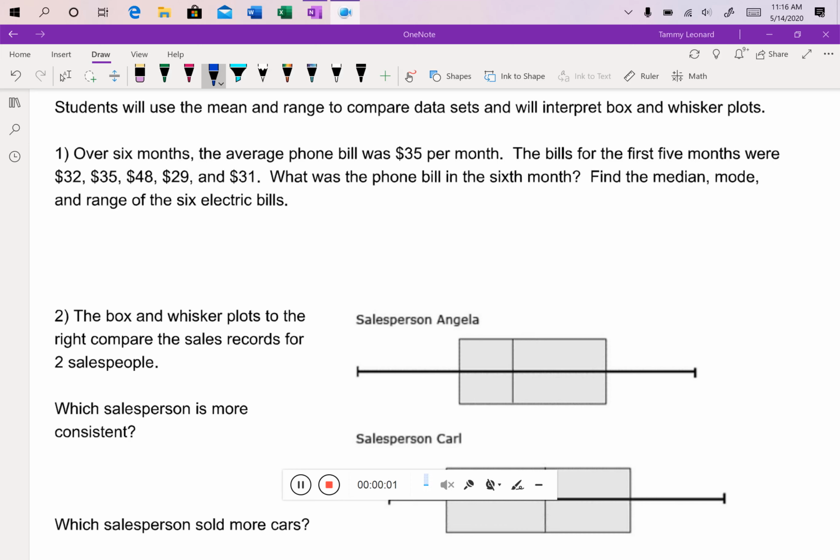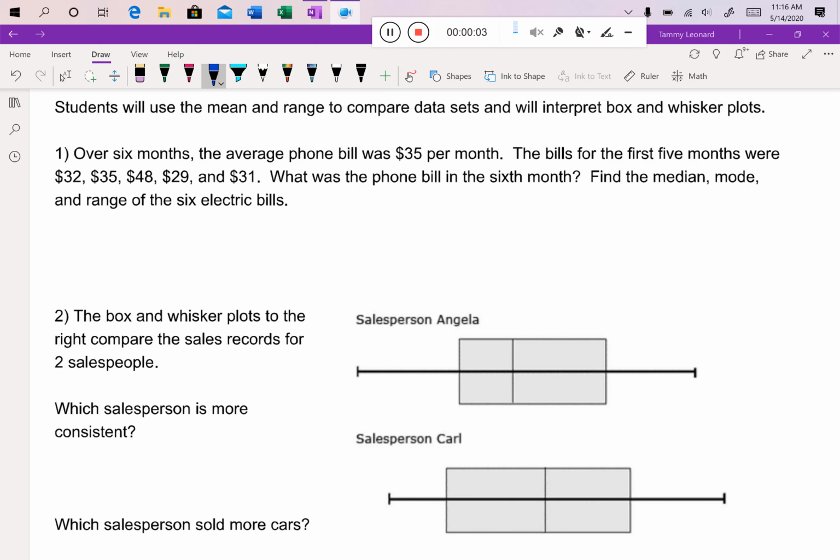Let's start with a problem that reviews some of the work that we did yesterday. Over 6 months, the average phone bill was $35 per month. Now, in this context, when somebody says average, they intend to say the mean. It says the bills for the first 5 months were $32, $35, $48, $29, and $31. What was the phone bill in the 6th month?